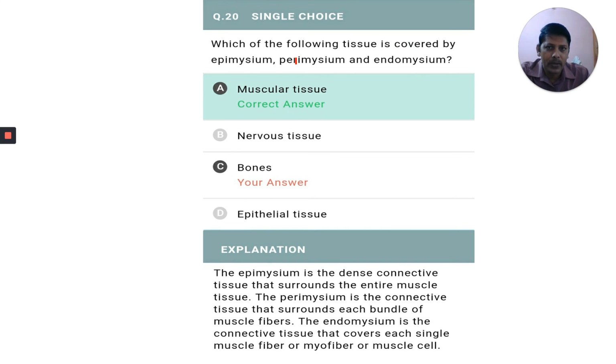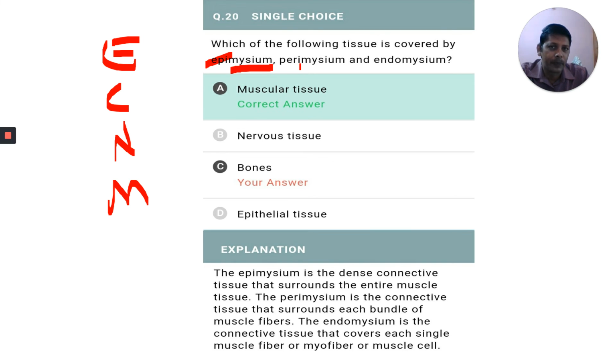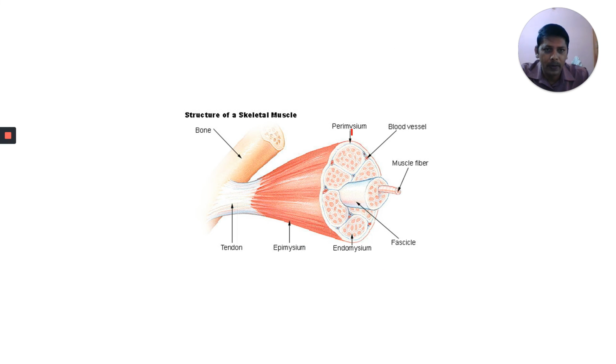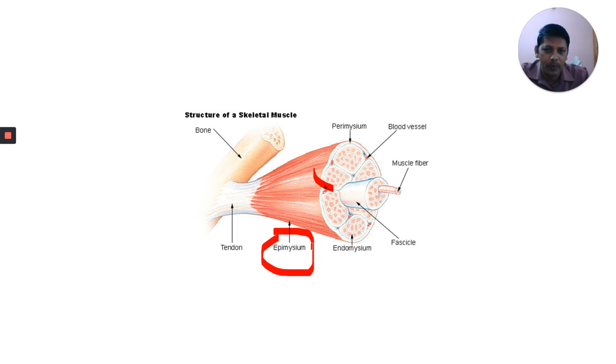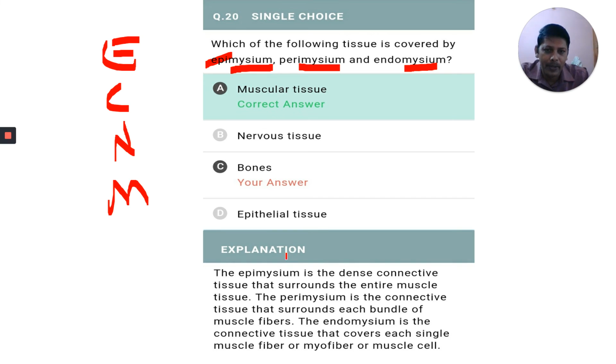Which of the following tissue is covered by which tissue? We have epithelial tissue, connective tissue, nervous tissue, and muscular tissue. Which of the following is covered by epimysium, perimysium, endomysium? Muscular tissue is the answer. Epimysium you can see here. What is epimysium? Epimysium is a dense connective tissue that surrounds the entire muscle. The entire muscle is surrounded by epimysium.